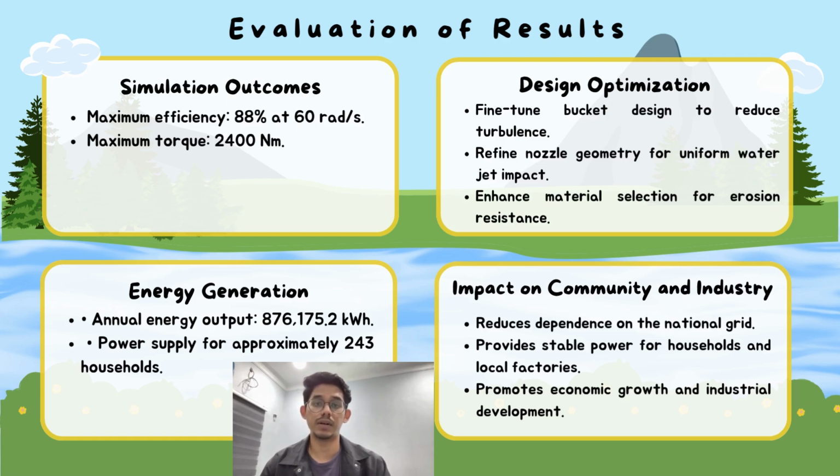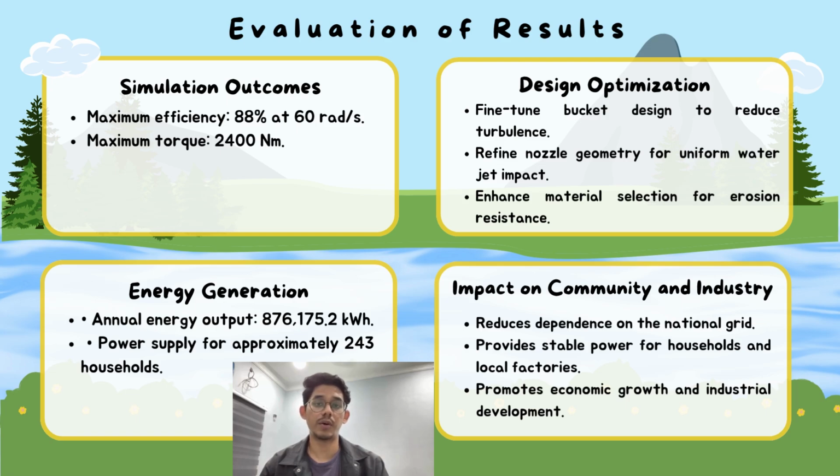First, let's look at our simulation outcome. Our Pelton turbine achieved the highest efficiency at 88% while operating at a rotational speed of 60 radians per second, with its corresponding maximum torque of 2400 Newton meters. This result indicates the turbine performs optimally within the operating range.